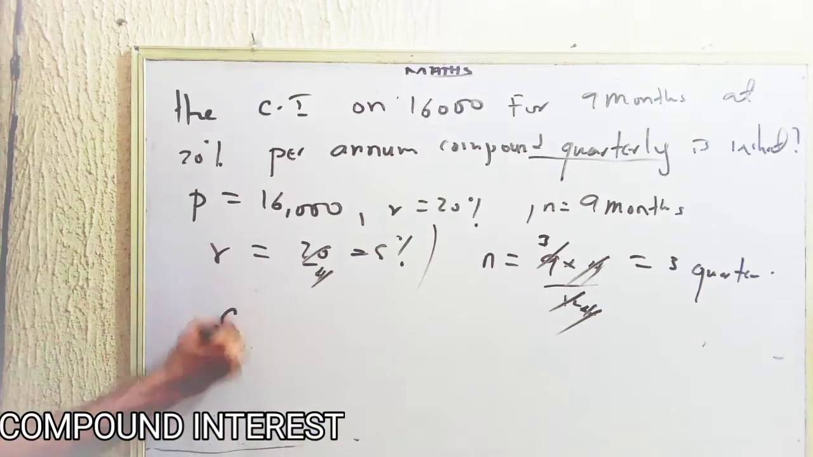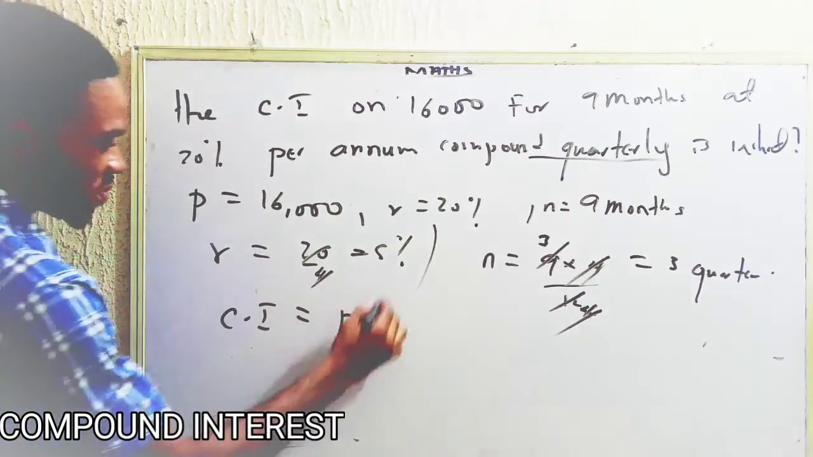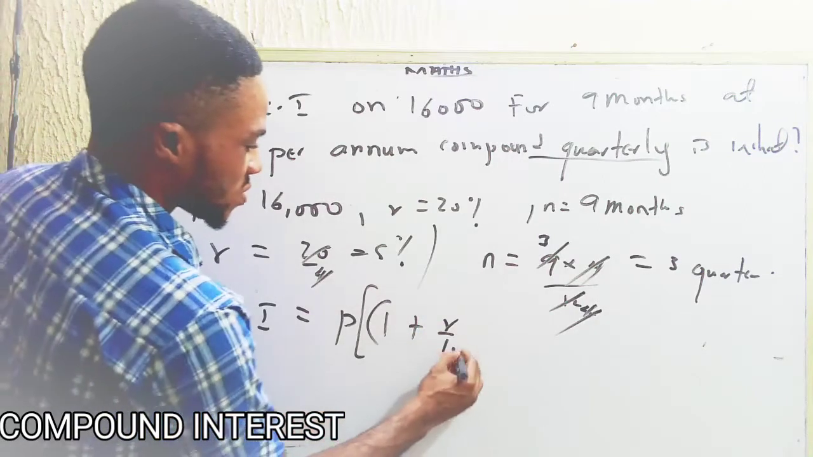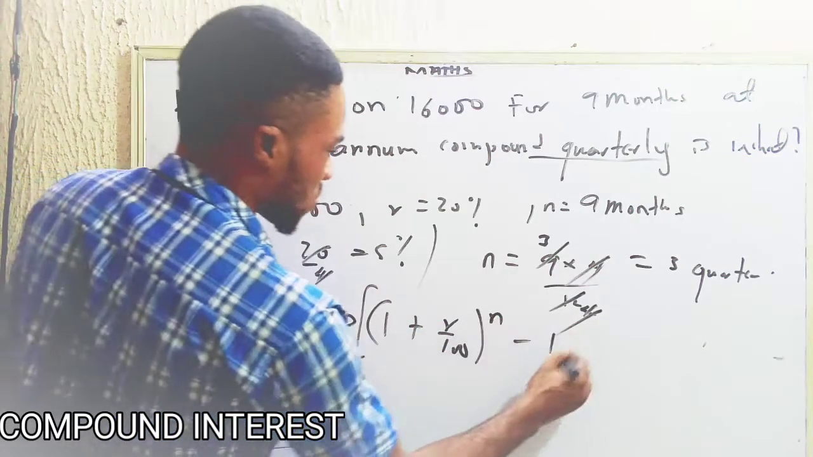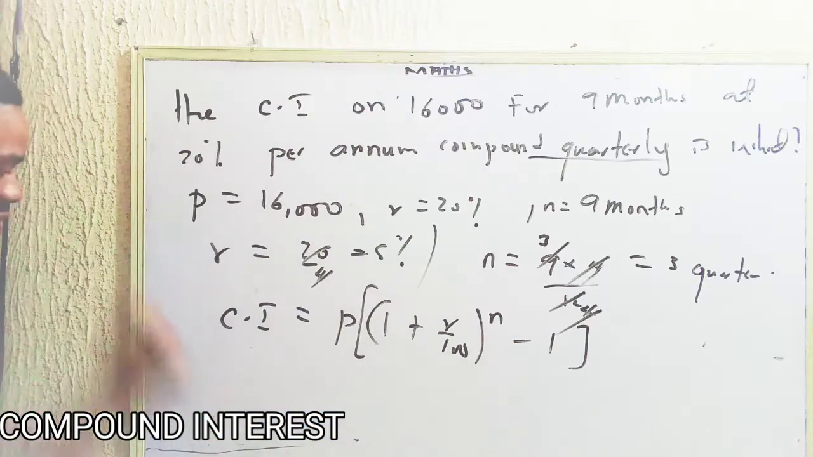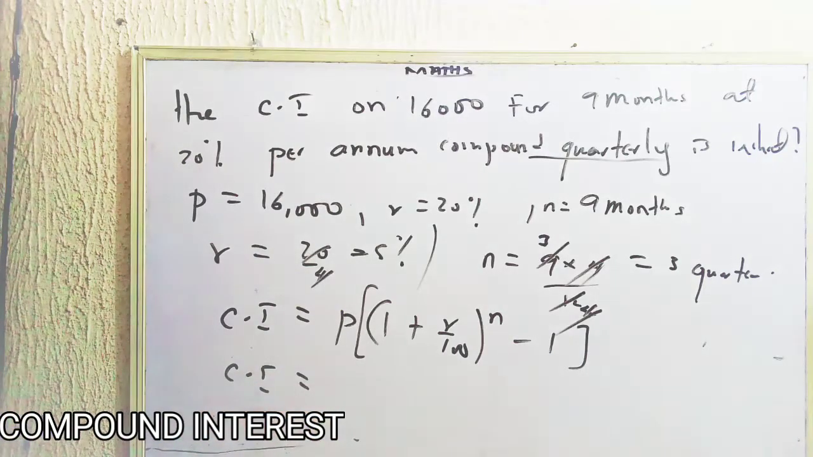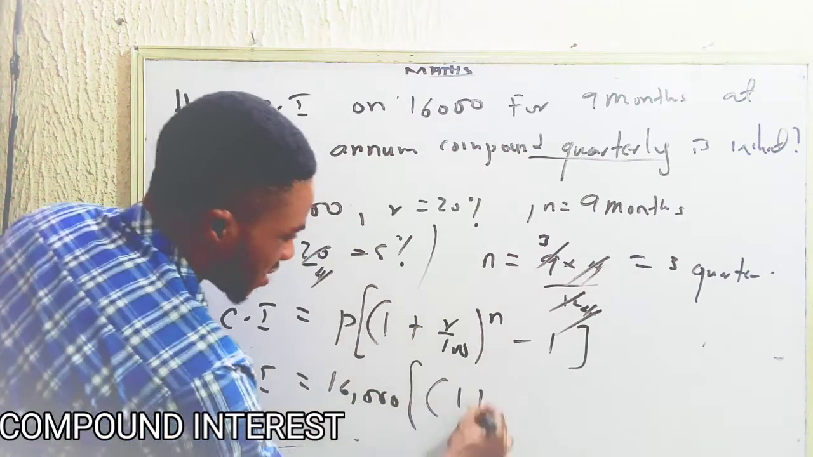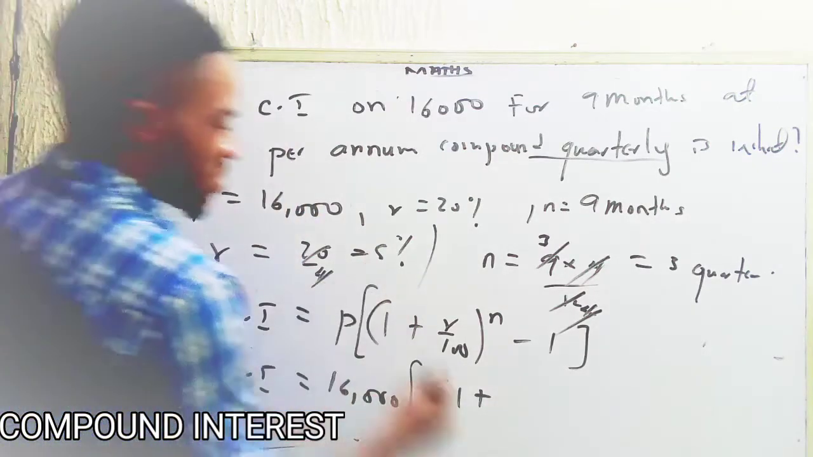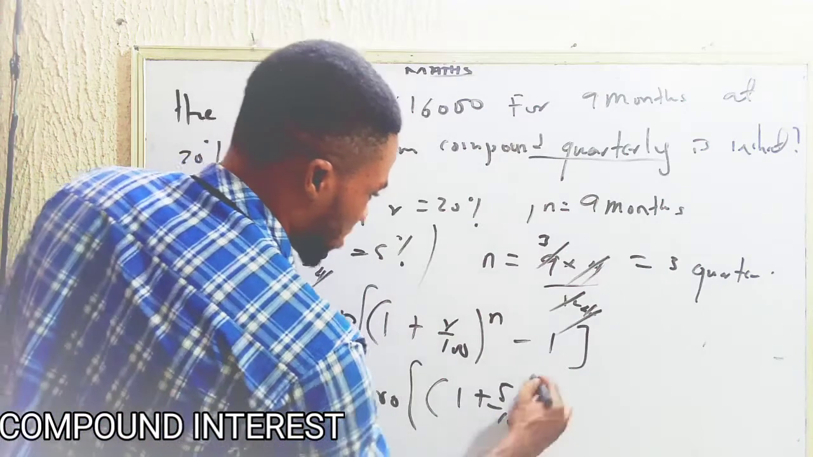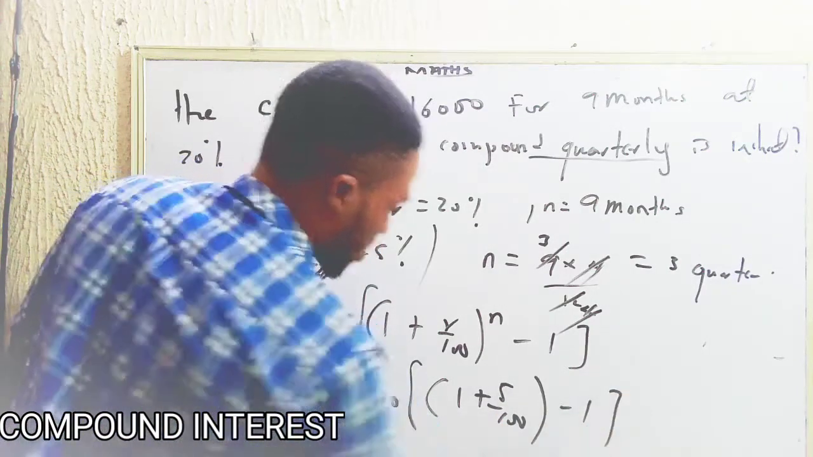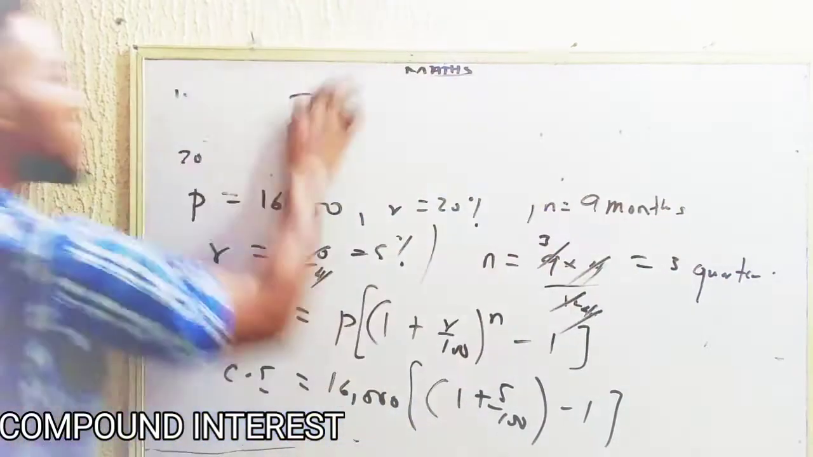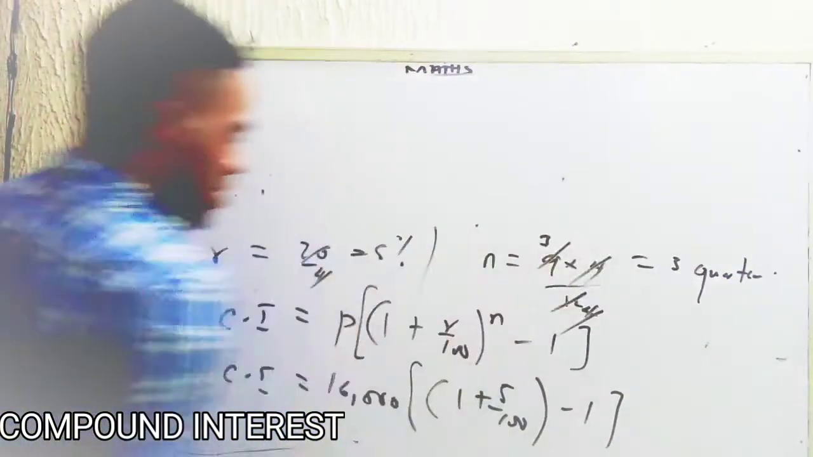Then remember the formula for compound interest is given as what? Principal, open the big bracket, 1 plus R over 100 raised to power N, minus 1. So I will input the values where they belong. I have CI is equal to the principal, 16,000. I'll open the bigger bracket. The rate of interest is 5 over 100, bracket, minus 1.